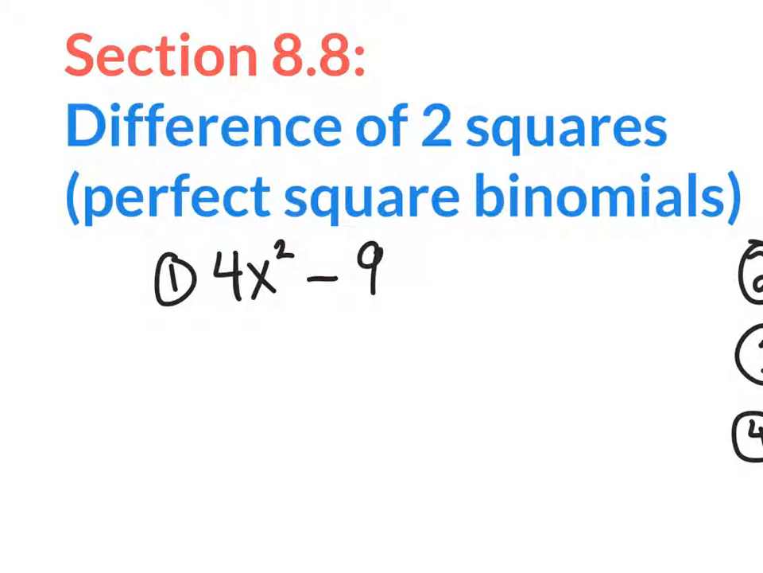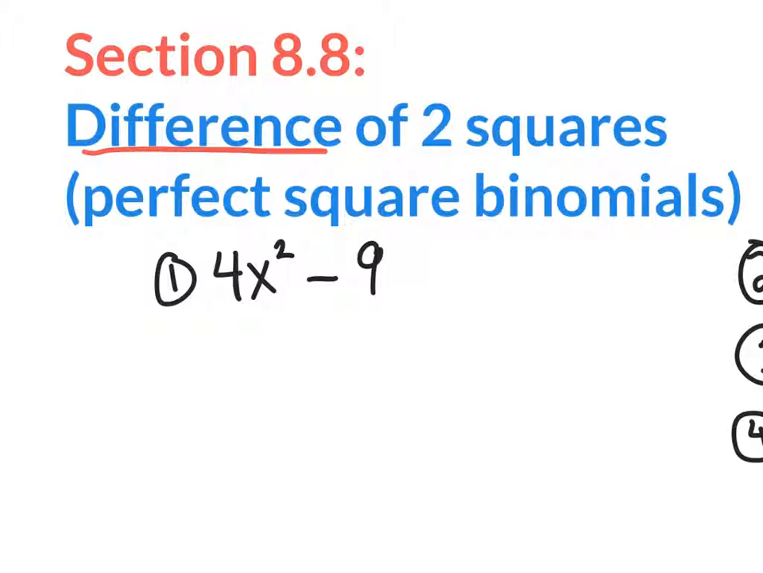This is section 8.8. Listen up, guys. Section 8.8, and the title is called Difference of Two Squares. What does the word difference mean? Subtraction, right? So if I say, what's the difference between 7 and 5? The answer is 2, right? 7 take away 5 is 2. Difference means subtraction. So the difference, the subtraction of two squares.